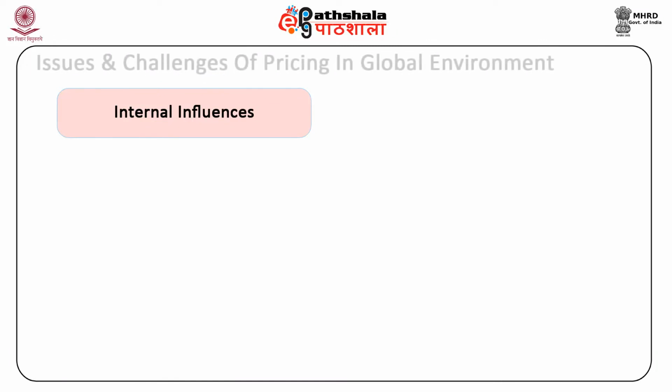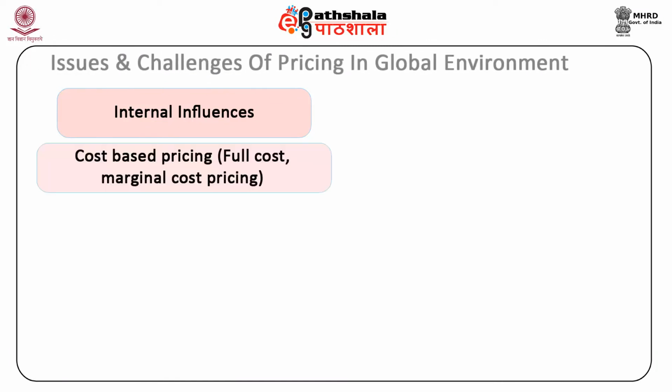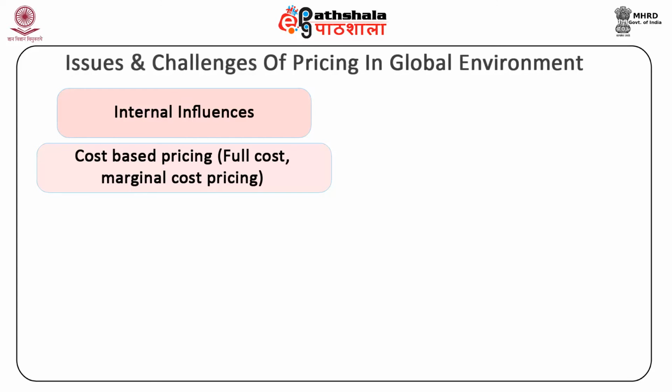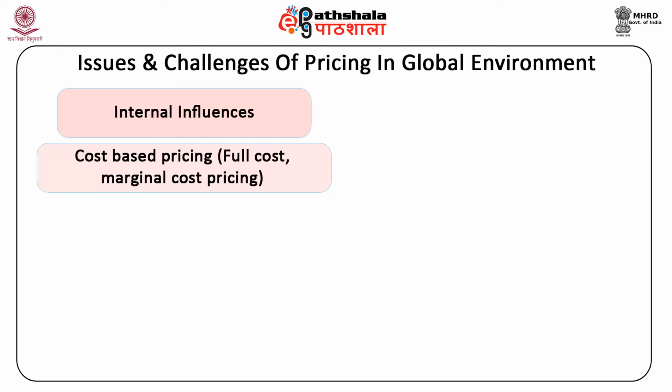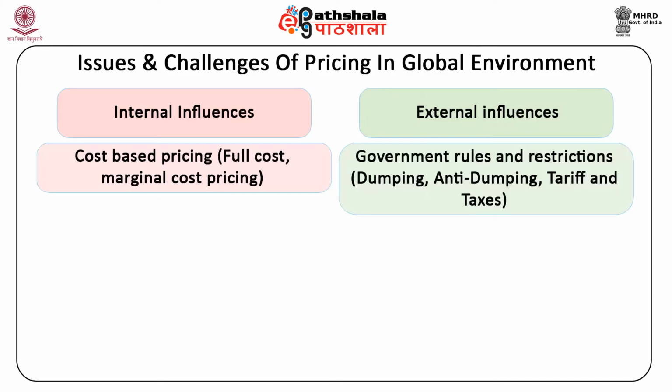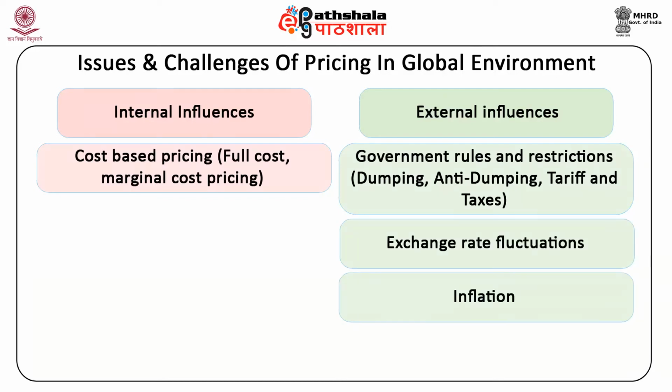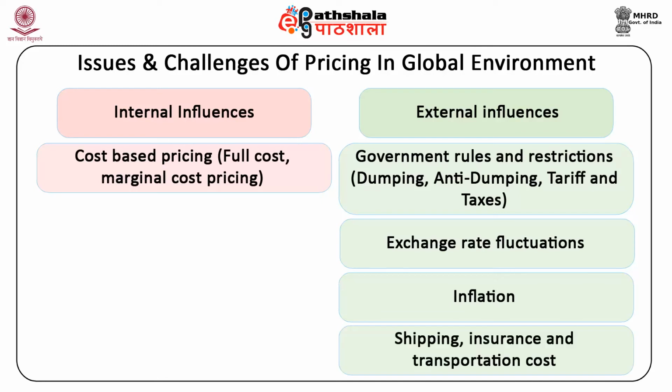Internal influences include: fifth, cost-based pricing, which includes full cost pricing and marginal cost pricing. While on the other hand, external influences include: fifth, government rules and restrictions, which may include dumping, anti-dumping, tariff and taxes. Next, exchange rate fluctuations. Next, inflation, and next, shipping, insurance and transportation cost.